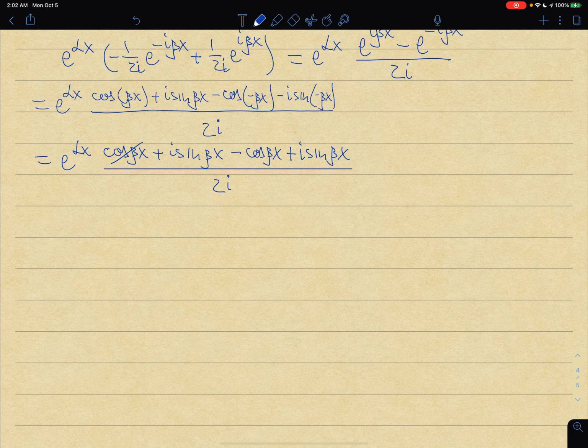So now cosine cancels out, and what I will have left is e to the alpha x, and on the top 2i sine, divided by 2i. 2i cancels out, and what is left is not sine x, but sine of beta x, sorry. So e to the alpha x times sine of beta x is a second solution, and this is also a real solution of the ODE.